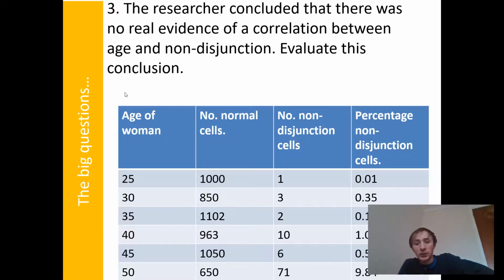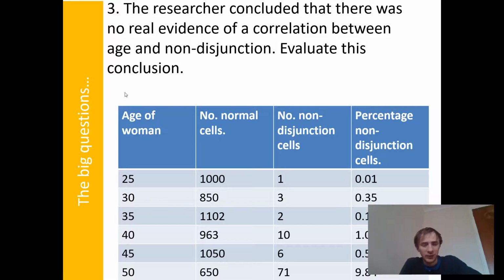Okay, so evaluate that conclusion. So positives and negatives. Let's do negatives first. The negatives of this conclusion are that initially, at least from 25 to 45, there's no clear correlation. It goes up and then down and then up and then down again. So that might lead you to think that there's no correlation between age and non-disjunction.